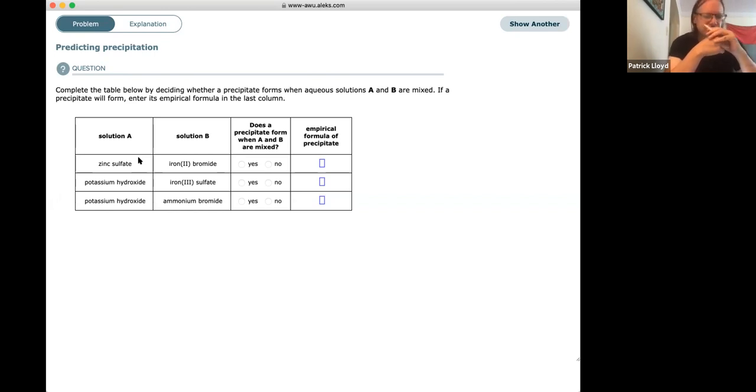So the first one, solution A, is zinc sulfate. And you're going to combine that with solution B, which is iron 2 bromide. So we're predicting whether things form a precipitate or not. So zinc sulfate and iron 2 bromide.